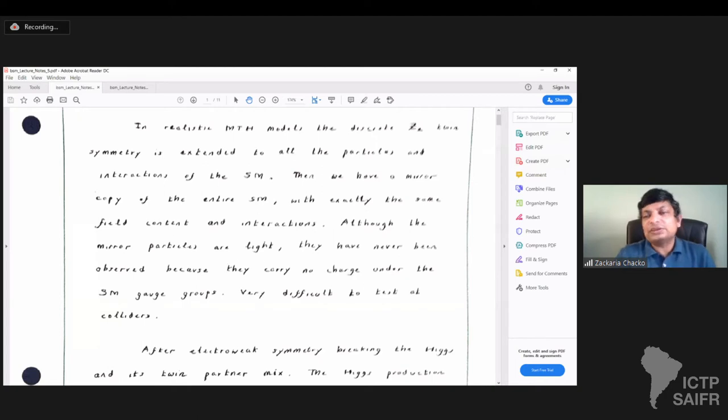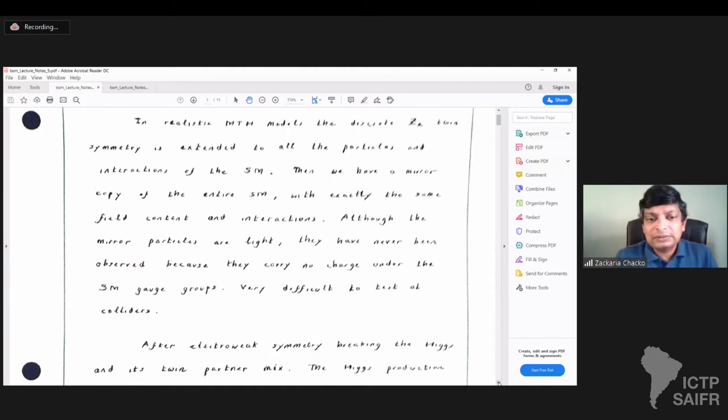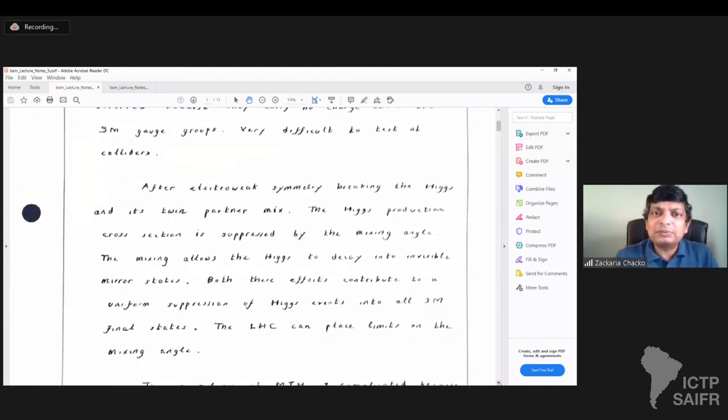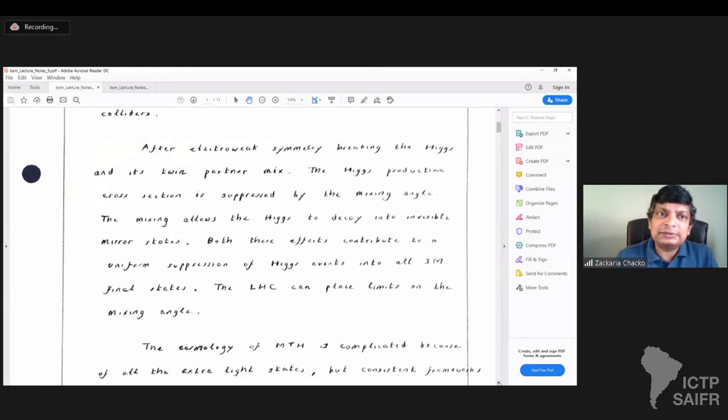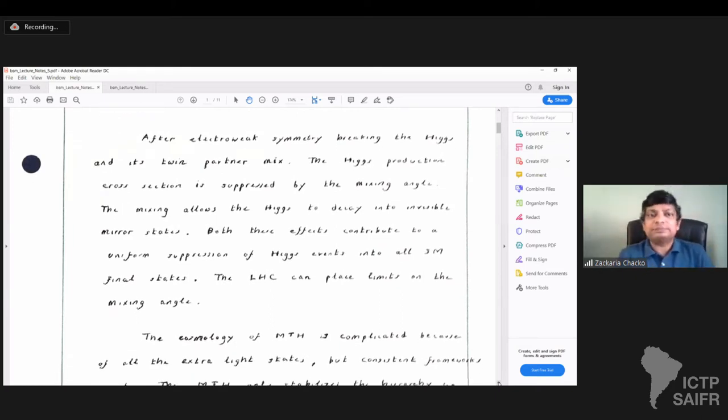Although the mirror particles are light, they have never been seen because they carry no charge under any of the standard model forces. They could be all around us, but they are invisible because they don't feel our forces. So it's very difficult to test at colliders because it's hard to produce something which is not charged under any of the standard model forces. But it is still possible to test these theories, and this is related to the question that was asked.